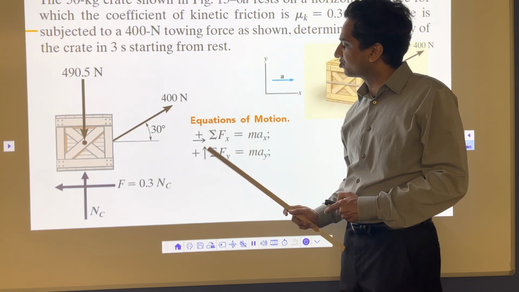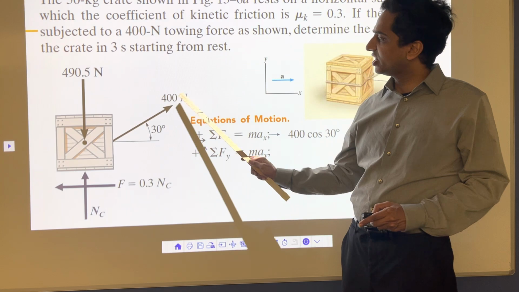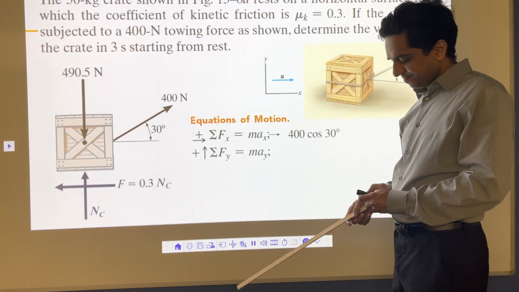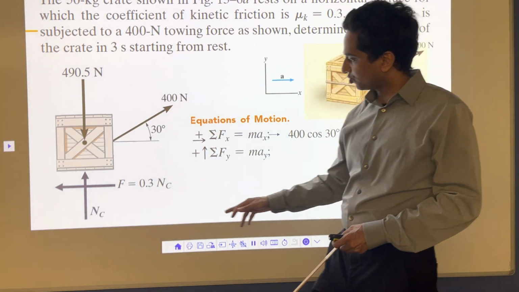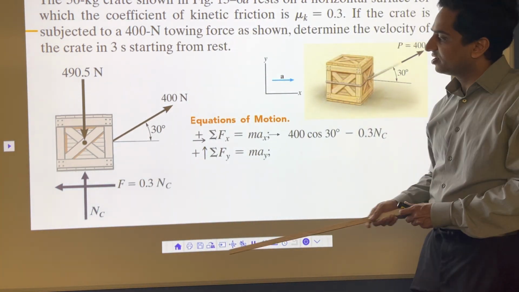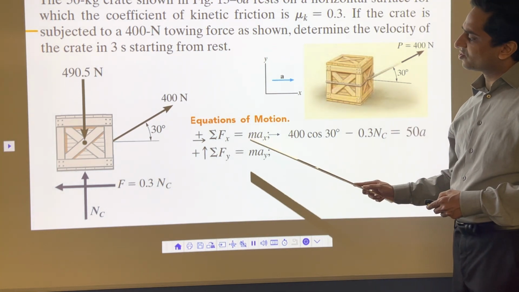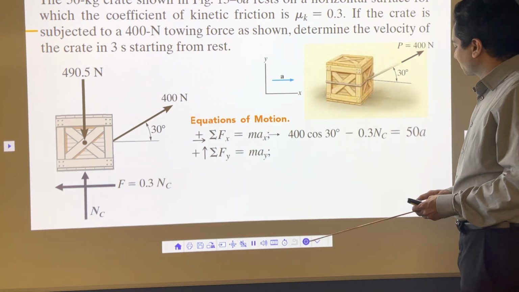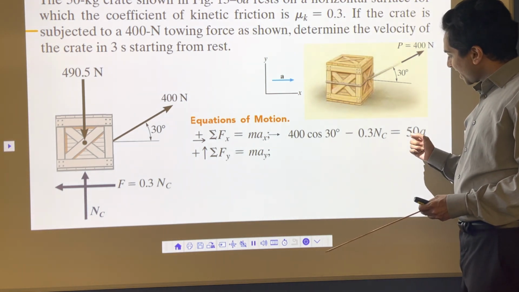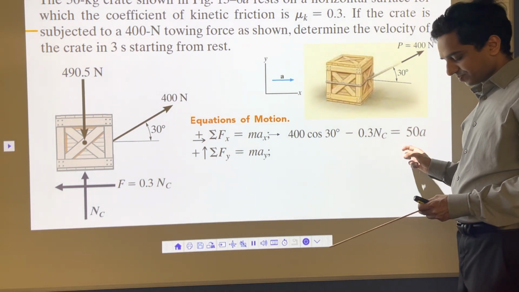So let's see what the forces in the x direction are. Very first force in the x direction is 400 cos 30. So I'm going to put that one, 400 cos 30. And then I have this force here in the opposite direction. So I'm going to put that down, minus 0.3 Nc. I don't have anything else. So I'm going to write F is equal to max, 50 into ax. That's it. I have F is equal to ma. My objective is to calculate it.